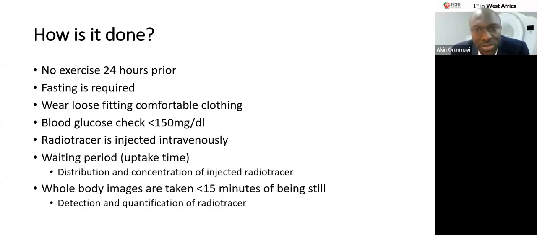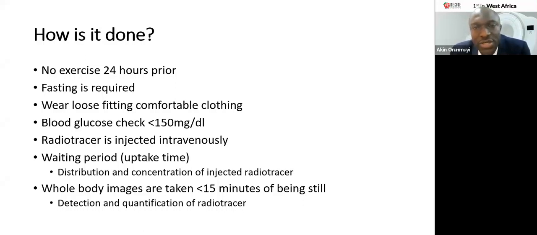Routinely, we check the blood sugar because the blood sugar levels can affect the quantification of the FDG. We prefer for the blood sugar to be less than 150 milligrams per dL. Diabetic patients have special precautions. Those who are on insulin, those who are on metformin, have special preparation. So make sure to confirm before you send your patient.